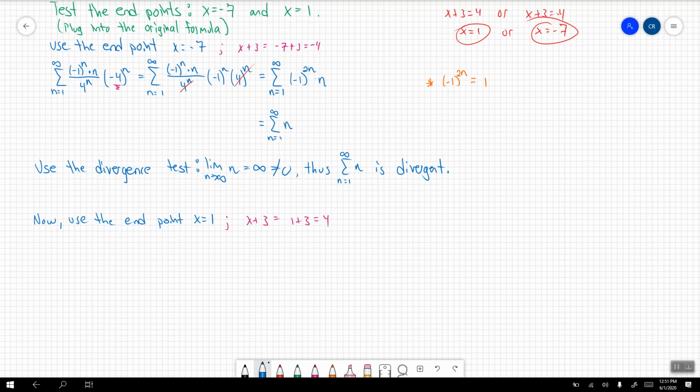Not too bad. Now I have the summation, n is equal to 1, of negative 1 to the power of n multiplied by n divided by 4 to the power of n multiplied by, in this case, 4 to the power of n. That's where this 4 comes in, simply because we used the substitution for x is equal to 1. If that's the case, again, the 4 to the power of n's are going to cancel. And in here, we are now left with negative 1 to the power of n multiplied by n.